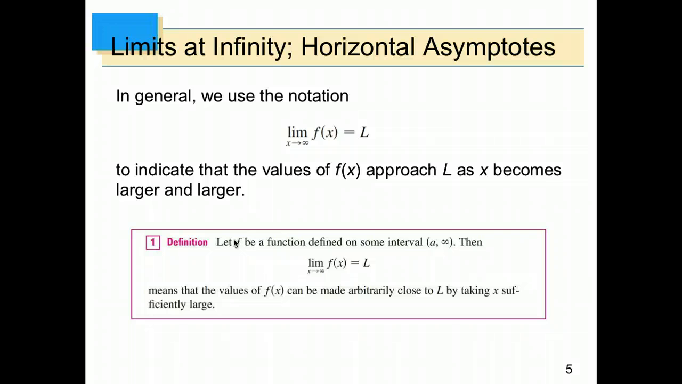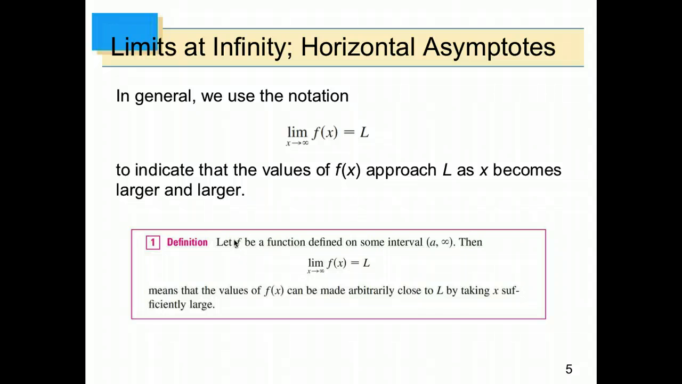In general, we use this notation. So we're looking at limits as x approaches infinity here. And we say that the limit as x approaches infinity of f of x is equal to L to indicate that the values of f of x approach L as x becomes bigger and bigger and bigger. And then here's our formal definition that we can state.